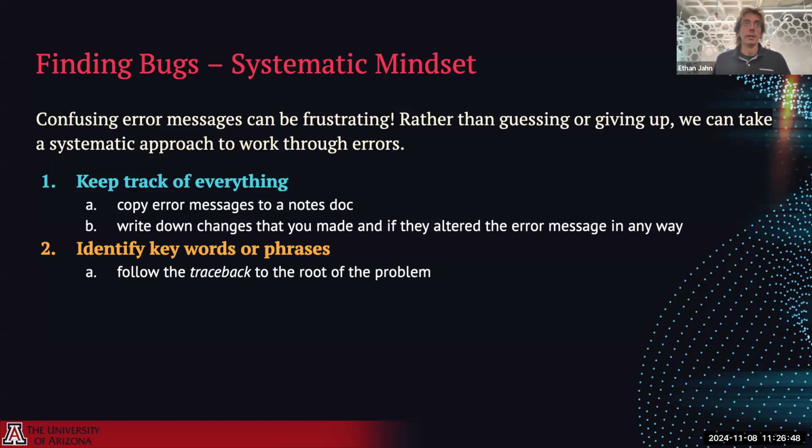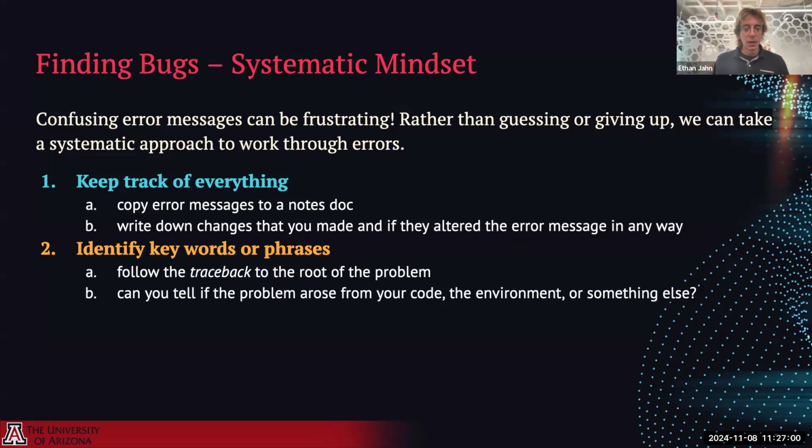Sometimes you need to add an extra include statement in the header of a C file, or sometimes you need to remove it or change it, something like this. So identifying the keywords and phrases and following the traceback is good. So the thing with identifying these words and phrases is they will tell you whether the program arose from your code, whether it arose from some dependency that you're using, or maybe the environment or something else.